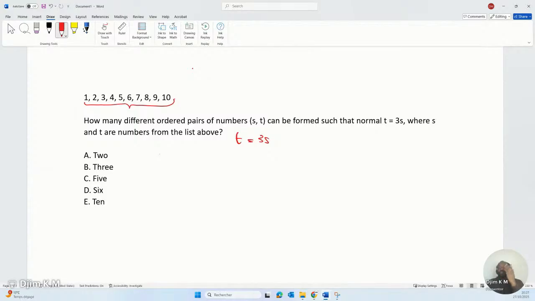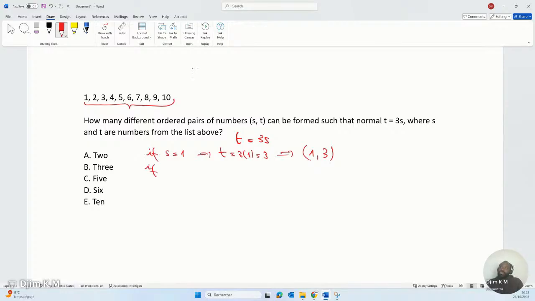So we will first suppose that since T is equal to 3S, what if S is equal to 1? So if S is equal to 1, then T is equal to 3 times 1. Okay, so this will give us the pair 1, 3. So 1 and 3 are part of the list of numbers here.